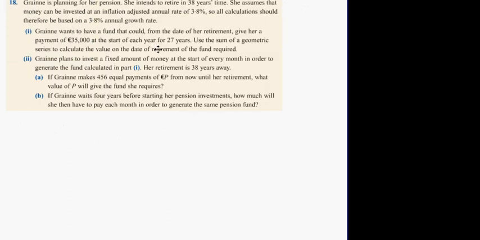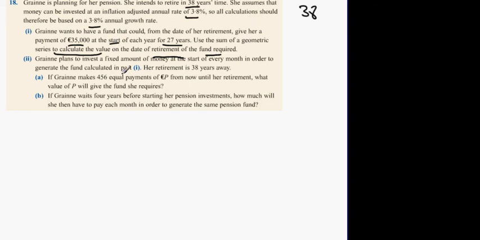Okay, so once again, Grania is planning for her pension. She intends to retire in 38 years' time, so it's going to be 38 years' time. She assumes that the money can be invested, inflation adjusted, at 3.8%. So all calculations should be on a 3.8% growth rate. Grania wants to have a fund that could, from the day of retirement, give her a payment of $35,000 at the start of each year for 27 years. Use the sum of a geometric series to calculate the value at the date of retirement of the fund required.